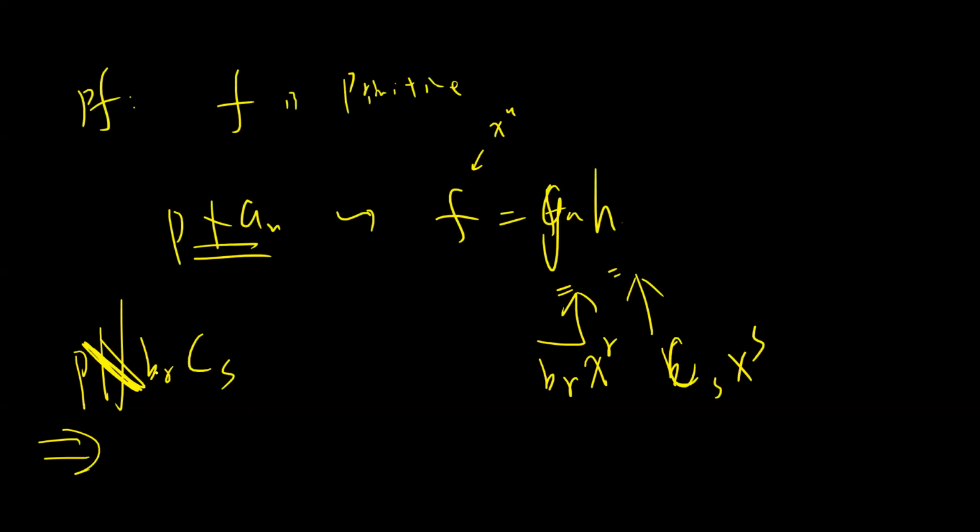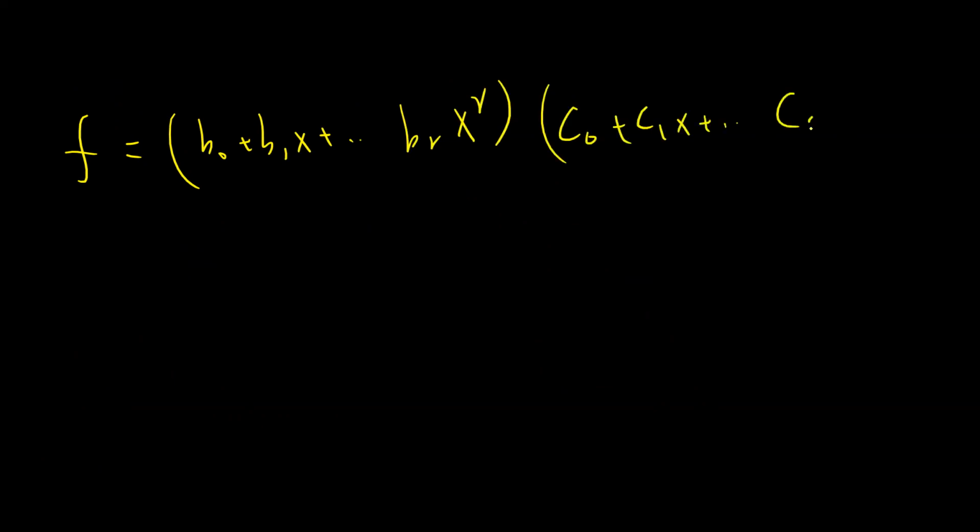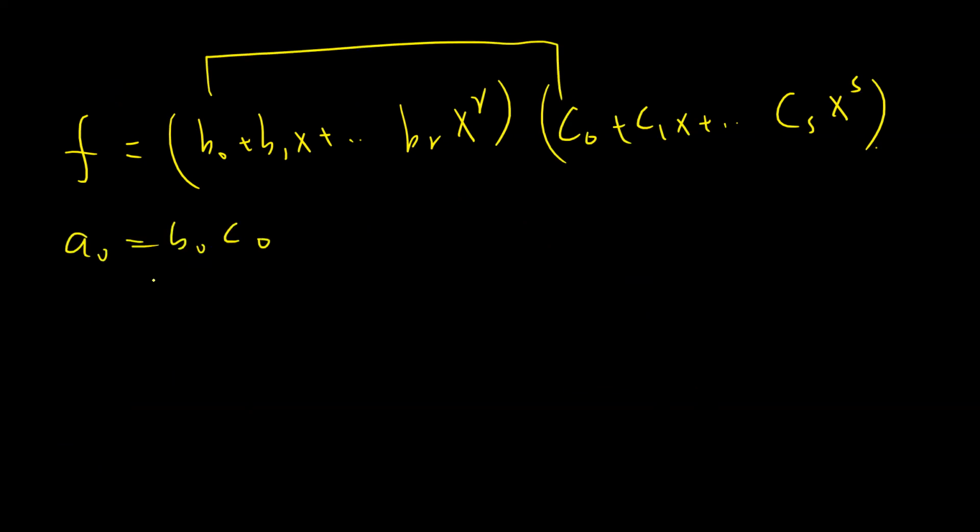Okay, so maybe let me just write everything down to be easier. Suppose f is basically (b0 + b1 x + ... + br x^r)(c0 + c1 x + ... + cs x^s). So I know the first coefficient a0 is b0 c0. I know that p divides a0, right? So that means p either divides b0 or p divides c0.